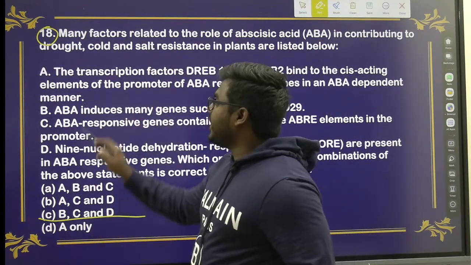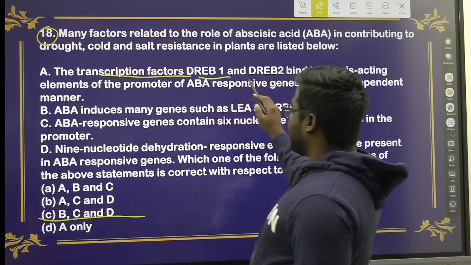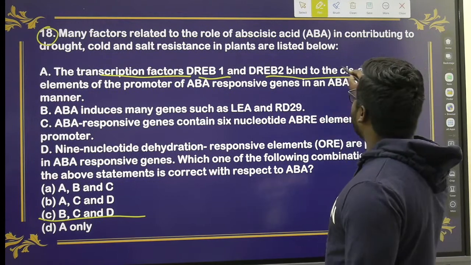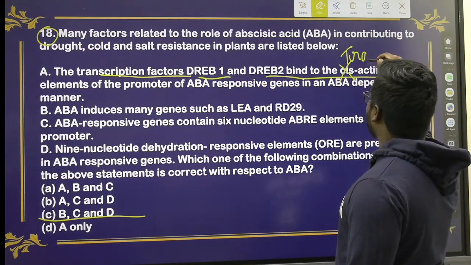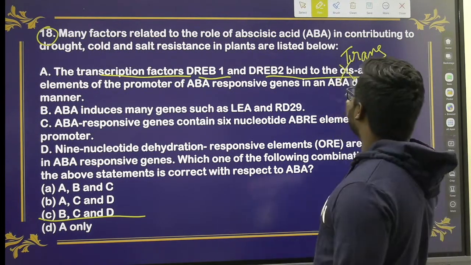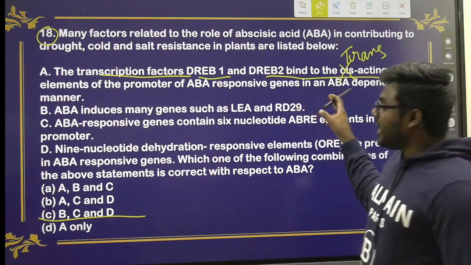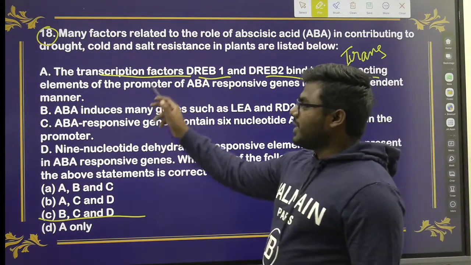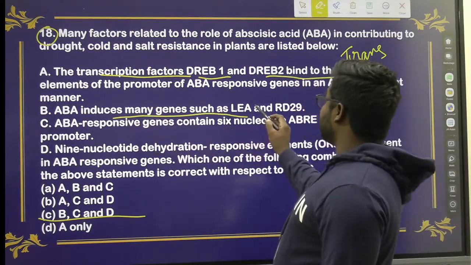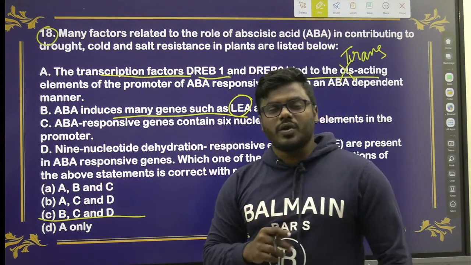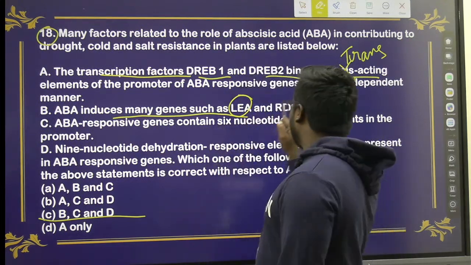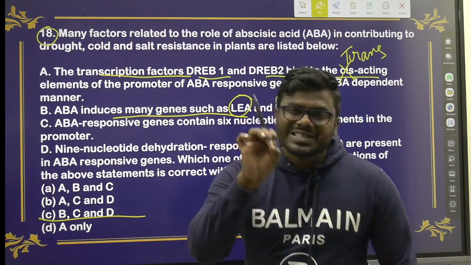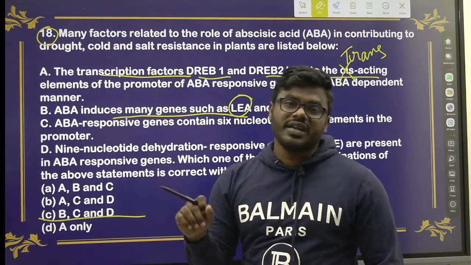Look into the options. The transcription factors DREB1 and DREB2 bind to the cis-acting element. No, right? They are always trans-acting. That's the only word that is wrong; the remaining entire statement is right. Option A is wrong. Option B: ABA induces many genes such as LEA, late embryogenesis abundant protein, and RD29. They are synthesized only during the stress conditions, otherwise they are not released at all.